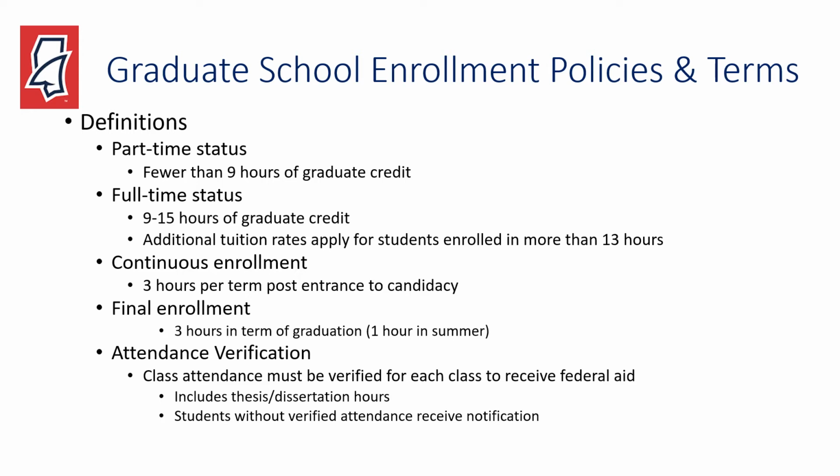Continuous enrollment, which I mentioned previously, requires that a student be enrolled for 3 hours per term post-entrance to candidacy. In the final semester of graduation, the student must be enrolled in 3 credit hours during a fall or spring term and 1 credit hour if they graduate in a summer term. In all cases, class attendance must be verified if a student wishes to have access to federal aid, and this includes thesis and dissertation hours. For students without verified attendance, they will receive notice and they may not be eligible for financial aid.